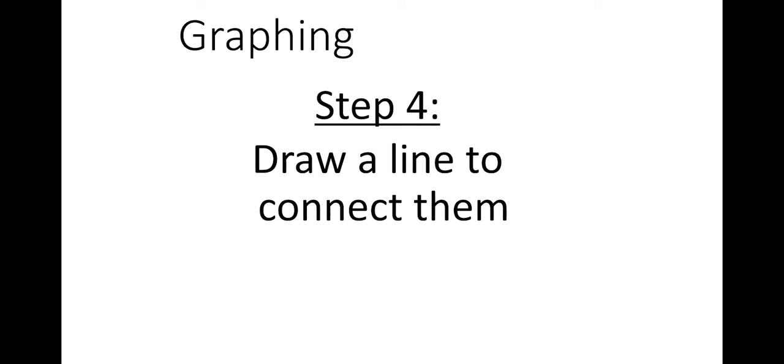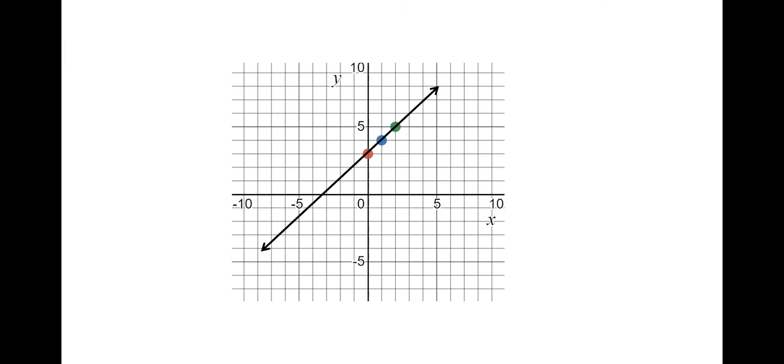Now step 4, after plotting the points, we are going to connect them. After we connect the dots, you see the points lie on a straight line. Okay, and it's an increasing function. Slope is positive. We saw it's positive 1. The rate of change is 1.